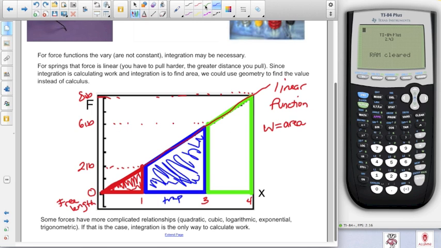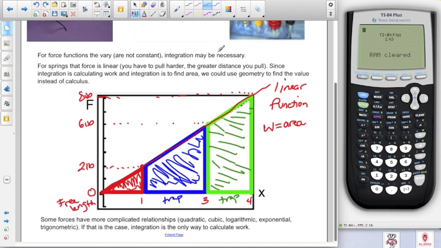If we wanted to find how much it would take to stretch it 1 last inch, from 3 to 4, we're not concerned with the work done up until 3, only the work done from 3 to 4. We would find the area of this trapezoid here. And all of this is additive too. So if we wanted to find the total work done, we would just add the areas of those three shapes. So it can become very geometric if the shape is linear. But we can also do this using calculus, and we'll see that in the next example.